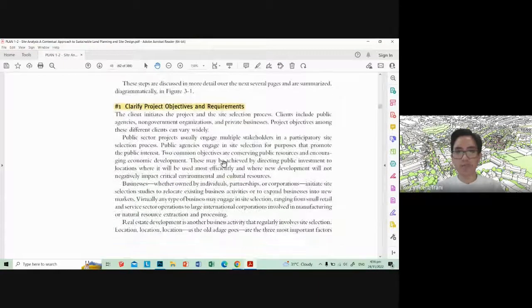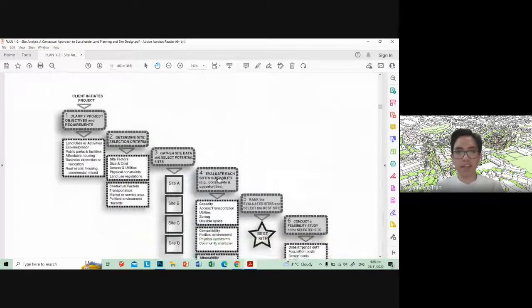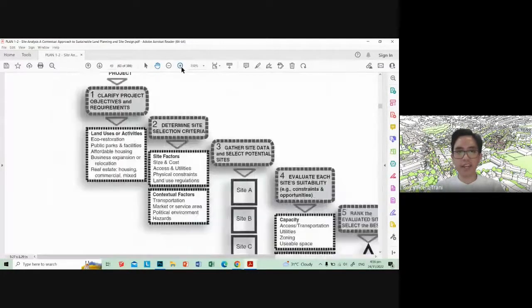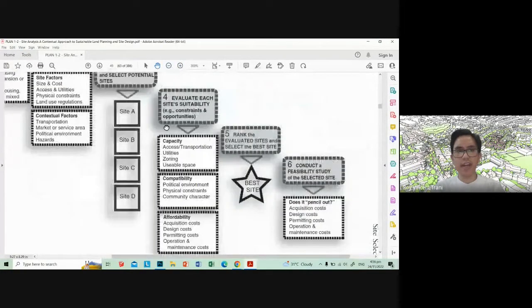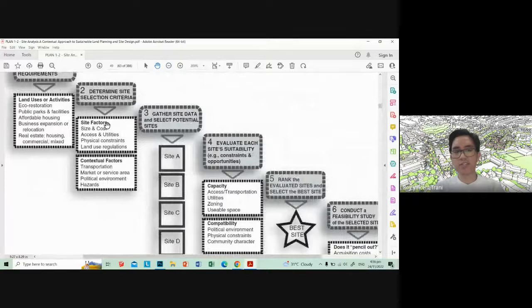So clarify project objectives and requirements. We already did that. And now we're going to look at the site selection criteria. They have a few factors here. What they call site factors, I would call physical factors. These are the size of the lot, the availability of utilities, road right of way. If it's close to a road right of way, it's very likely that it has access to sewage, water supply, telecommunications, and power.